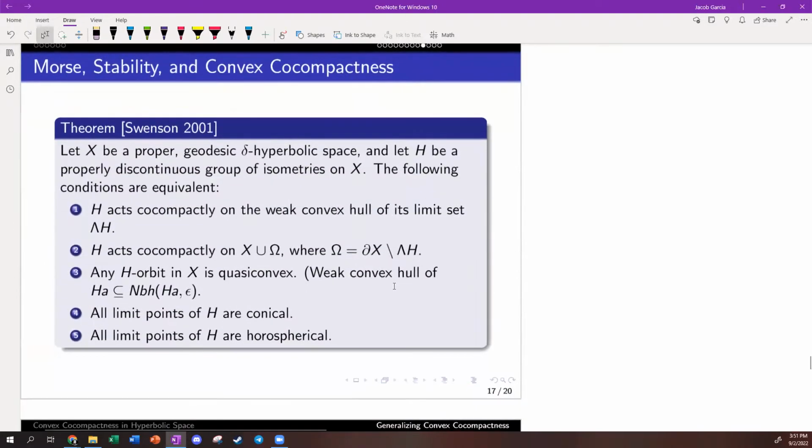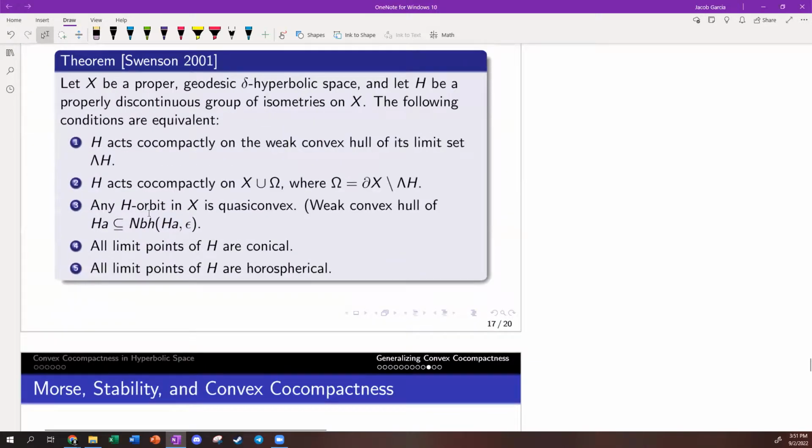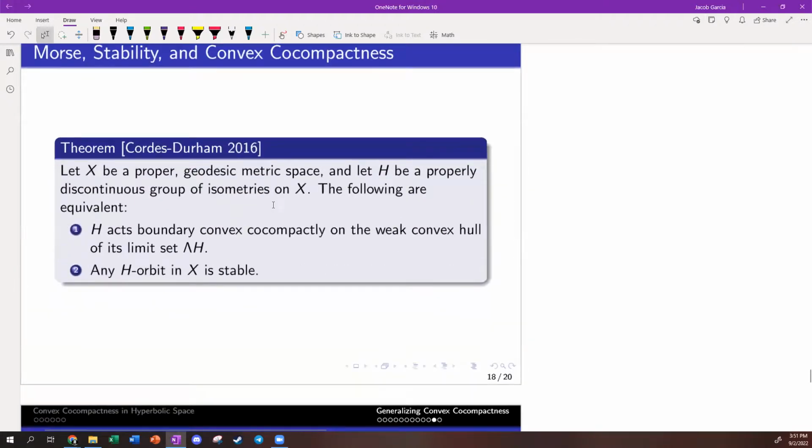So here was Swenson's original statement. This is what we're trying to generalize. Statements 1 and 3 were already shown to be equivalent by Cordes and Durham in 2016. So here I have a convex co-compact action on a convex hull of my limit set, and I have a generalization for quasi-convexity called stability. So they show that these two conditions were equivalent.